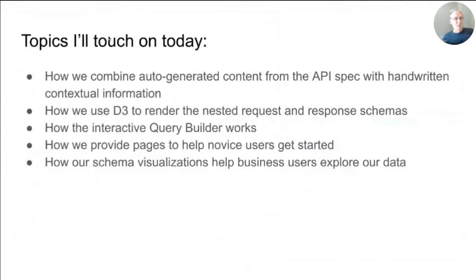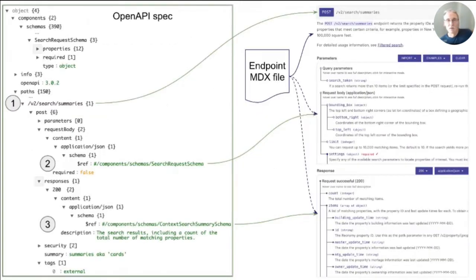So here are the topics I'll touch on today. It's a lot to cover, so let's get started with how we combine content that's auto-generated from our API spec with handwritten content. We use OpenAPI, and on the left is a small portion of the post-search summaries definition. Item one is the endpoint path. Item two shows the reference to the request body component, and item three is the reference to the response component.